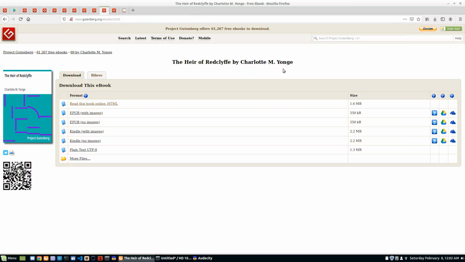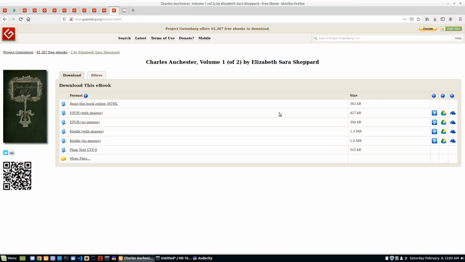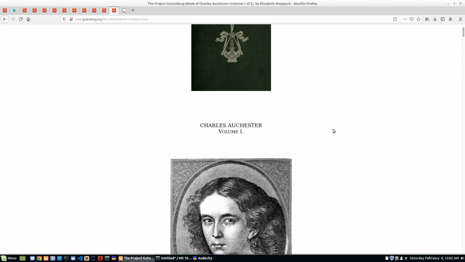Okay, so I just have two more here. So the next book is actually the one I have not read yet, and this one is incredibly obscure. This is Charles Auchester by Elizabeth Sarah Shepherd. She was basically a bit of a child prodigy, and this is in the, I think, mid-Victorian era. She was acquainted with Disraeli, and I believe he actually helped her publish this book.